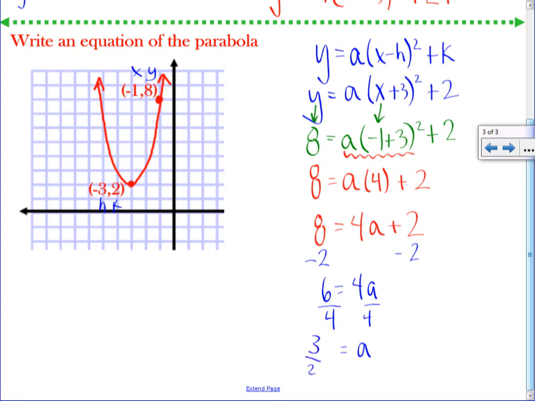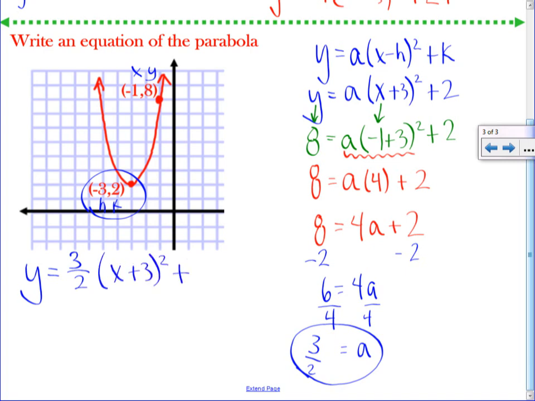Okay, so now we can write this, because we just figured out what a was. Because we only need a and our h and k to write this equation. We've got y equals, we just figured out a was 3/2. We have (x plus 3) squared plus 2. Questions?